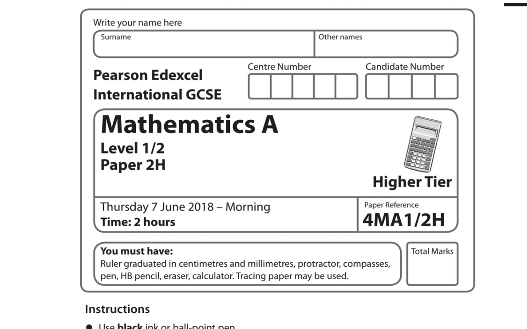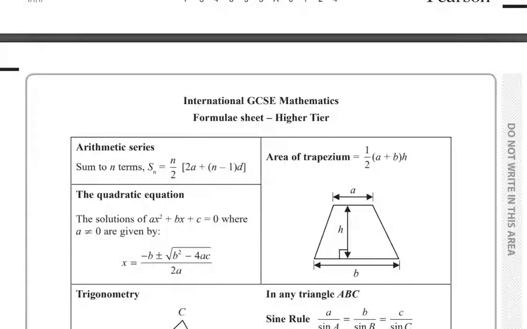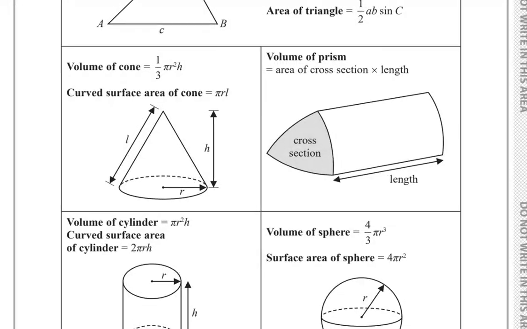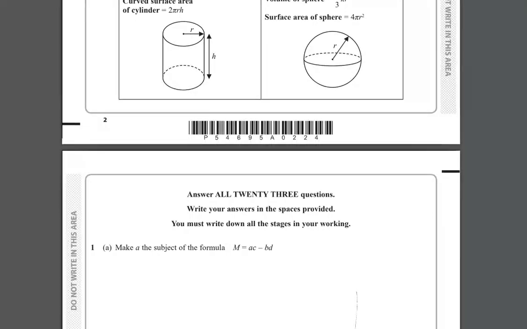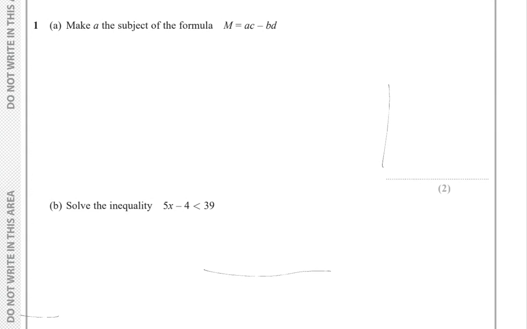Okay, so we are going to go through the Edexcel iGCSE Maths Paper 2H from June 2018. So, question number 1. Make A the subject of the formula.